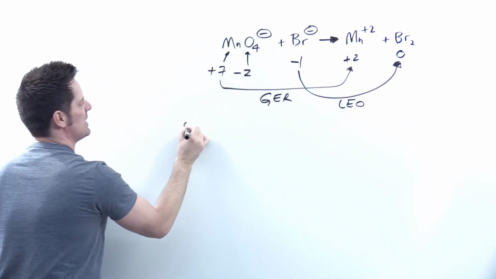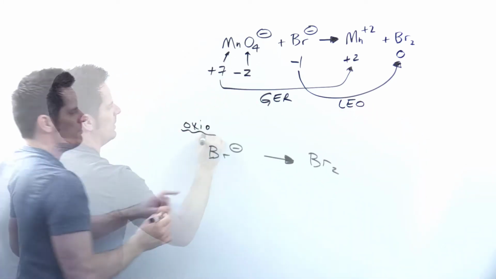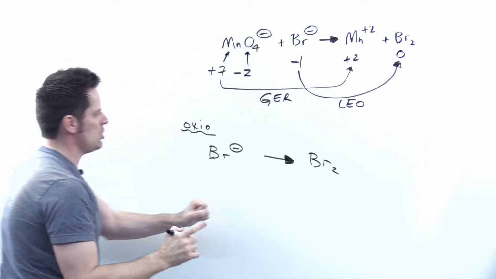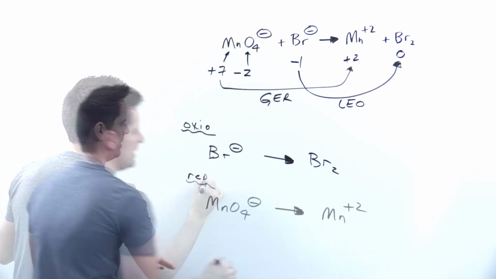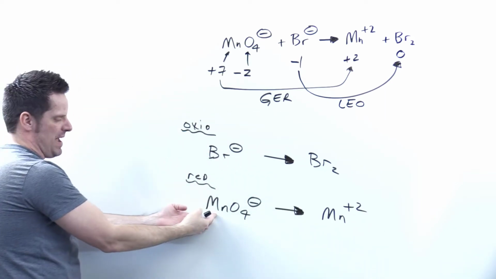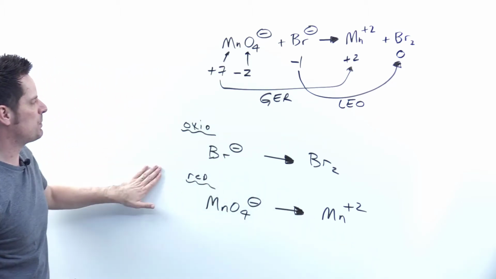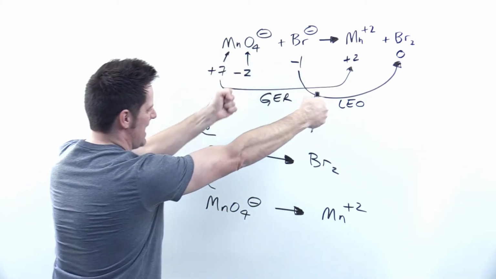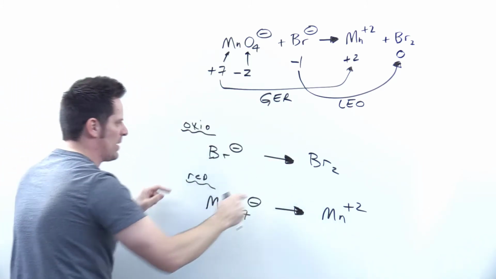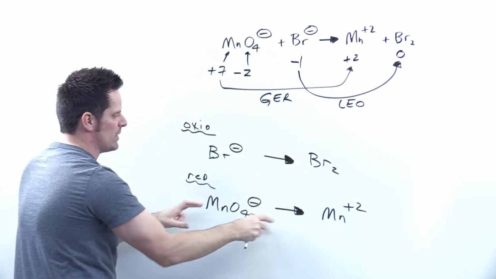In other words, my oxidation reaction is my bromide Br- turning to Br2, and my reduction reaction is my permanganate ion with my manganese +7 being reduced down to +2. So this is the next step of this process. It's to take this information and separate it out into 2 separate reactions, the oxidation reaction and the reduction reaction.